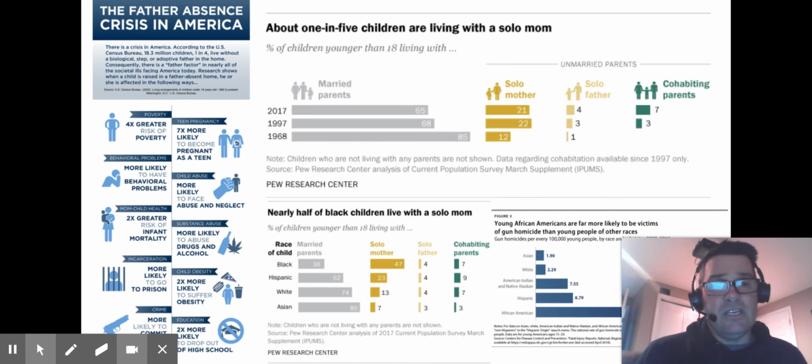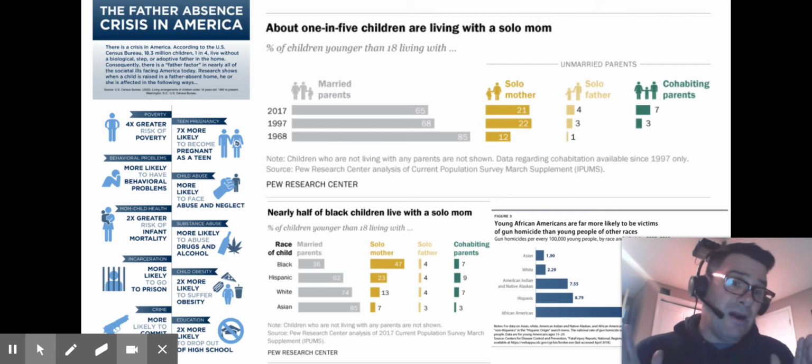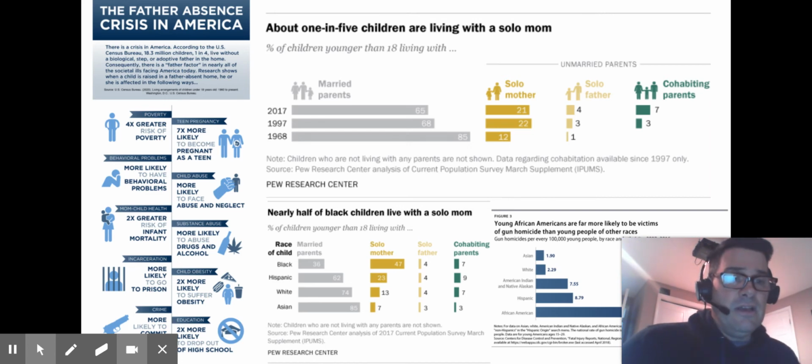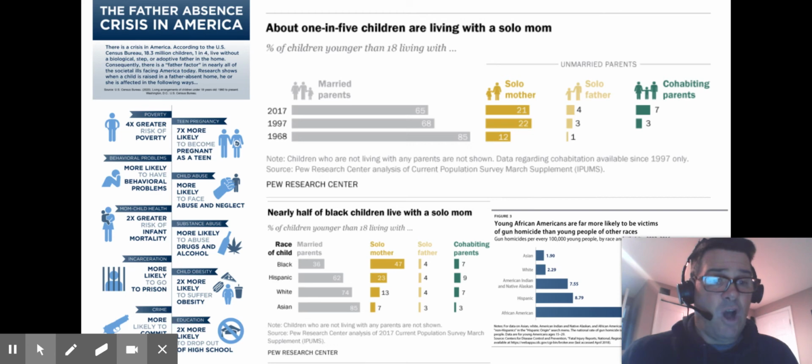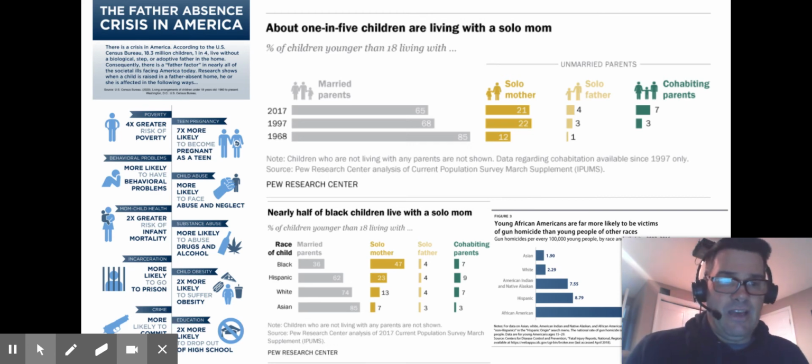If you go to the right, you can see young African Americans are far more likely to be victims of gun homicide than young people of other races, and it's way higher. It's a much higher rate for African Americans, and that's mostly among African American men, by the way, not girls. That goes along with these other statistics here, and you can see Asians are the least likely to die of a gun crime because Asians are also the least likely to be involved in crime and have the highest married rates. They also have the highest rates of college degrees and the highest incomes of any group in America as well.